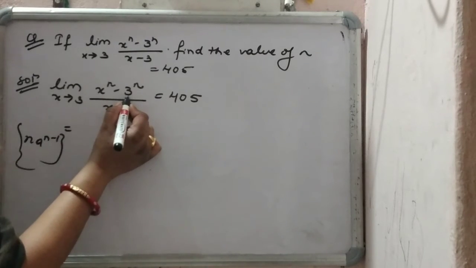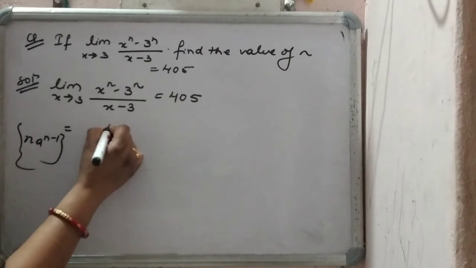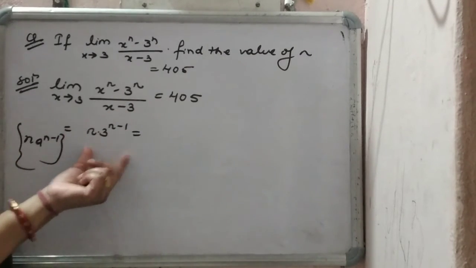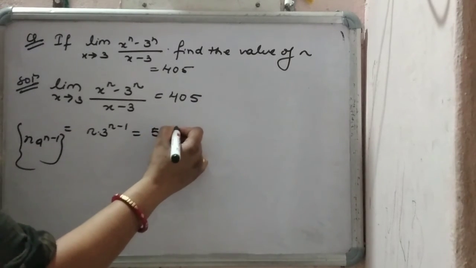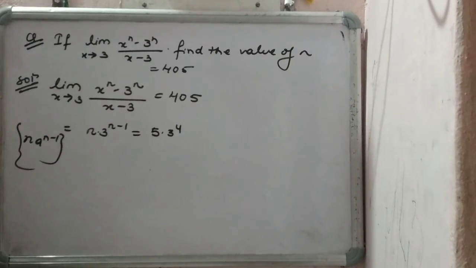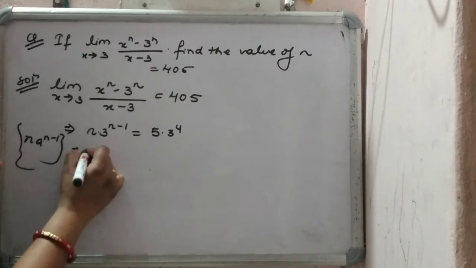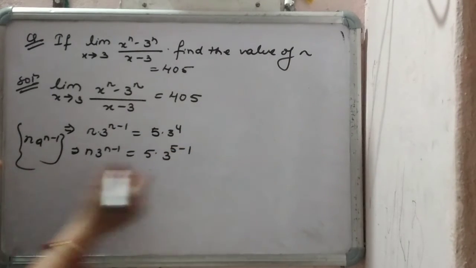Here in place of a, what is given? 3 is given, n is not given. So directly we will write here n into 3 to the power n minus 1. Okay, and here in the place of this 405 we have to simplify it in terms like this. If you simplify, you will get here 5 into 3 to the power 4. When you multiply 3 four times, and multiply with 5, you will get 405. And in this form, you have to write it like this: n is 5, 5 into 3 to the power 5 minus 1, because the formula is like this.